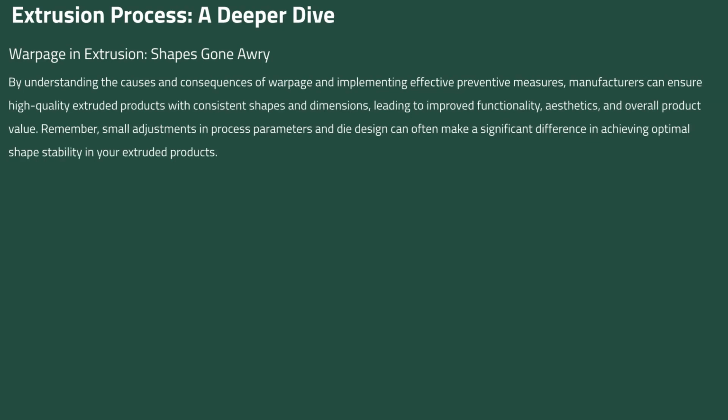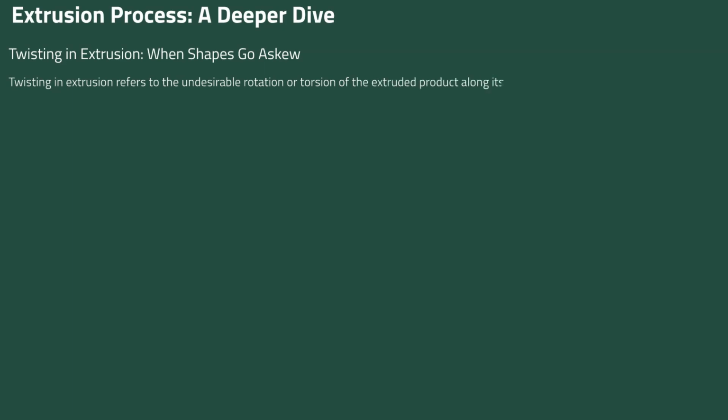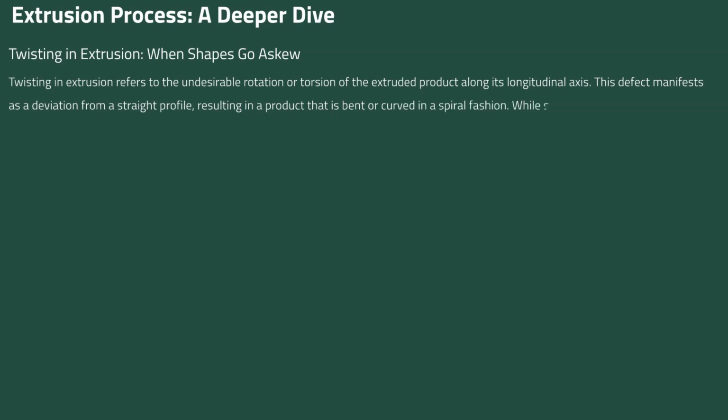Twisting in extrusion: when shapes go askew. Twisting in extrusion refers to the undesirable rotation or torsion of the extruded product along its longitudinal axis. This defect manifests as a deviation from a straight profile, resulting in a product that is bent or curved in a spiral fashion. While seemingly minor in some cases, twisting can significantly impact the functionality, aesthetics, and usability of the extrudate.